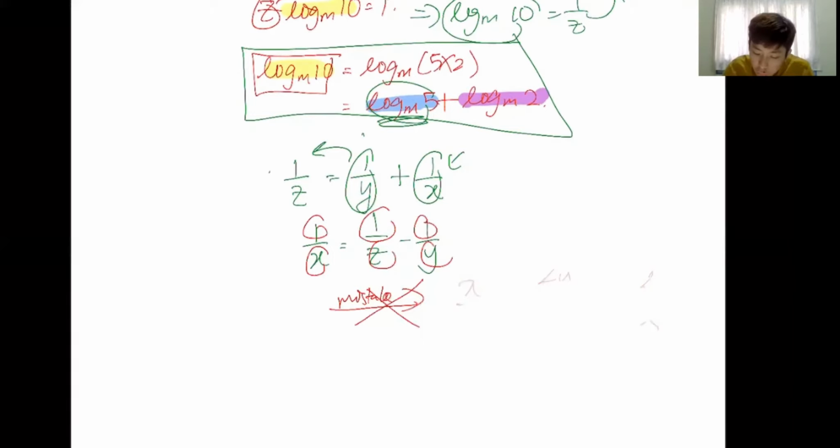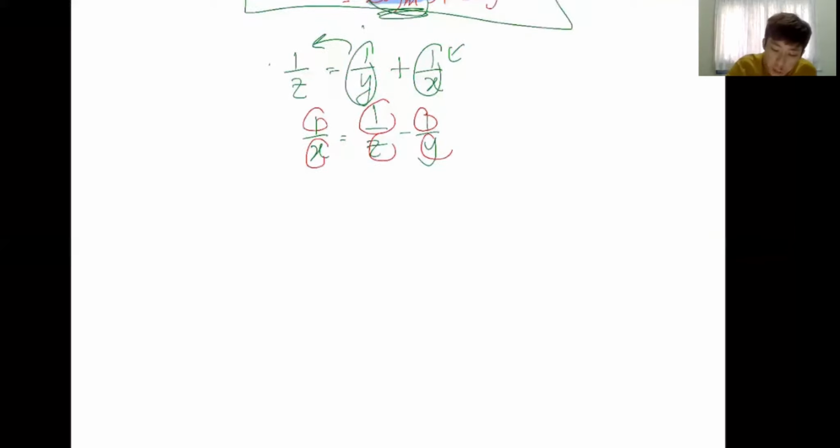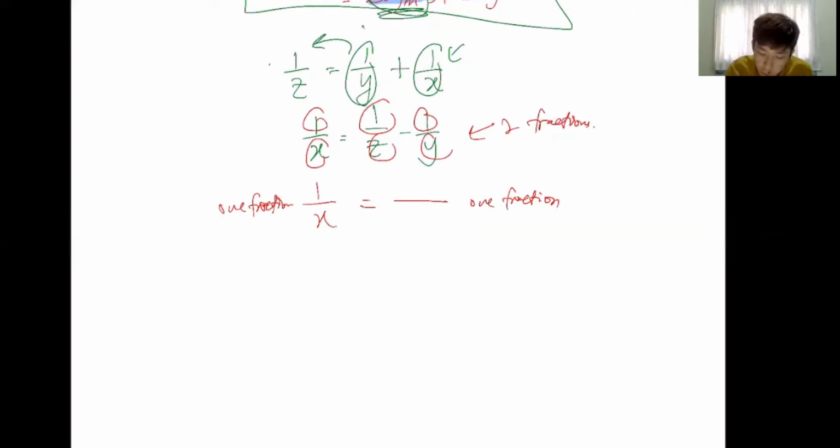You want to flip, right? You can flip, but you must make sure there's one fraction on the left and one fraction on the right. One fraction. You can only flip like that, but there are two fractions here. So what I do is I try to combine the fractions first. So I equate the denominator, zy, so it's y minus z.